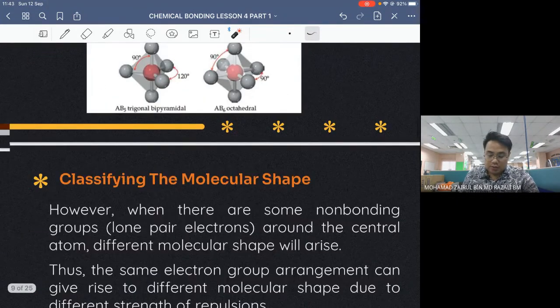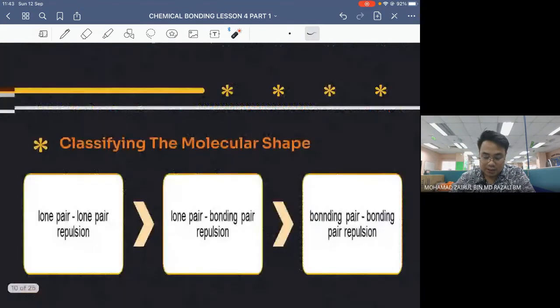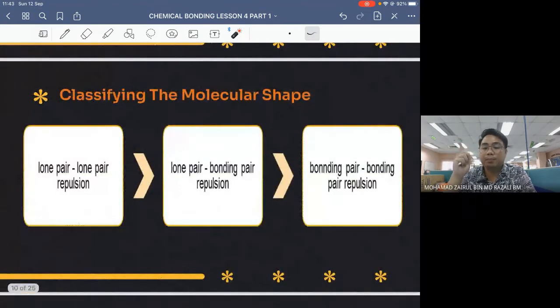Okay, so macam saya kata tadi, when you want to classify the molecular shape, we need to consider both the bonding pair and also the non-bonding pair. However, bonding pair and non-bonding pair, the repulsion is different, ataupun the strength of the repulsion dia akan berbeza. So in order to determine the strength of the repulsion, lone pair-lone pair repulsion is the strongest, then lone pair-bonding pair repulsion, and bonding pair-bonding pair repulsion is the weakest one.